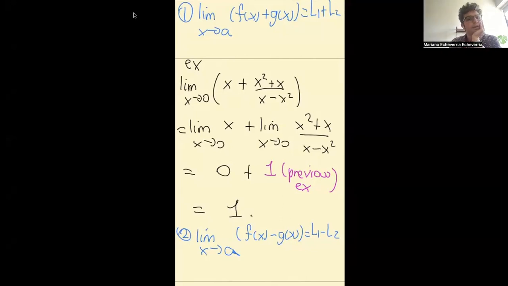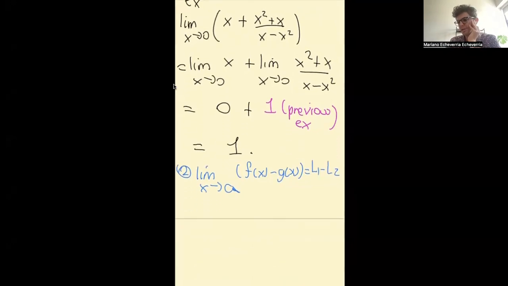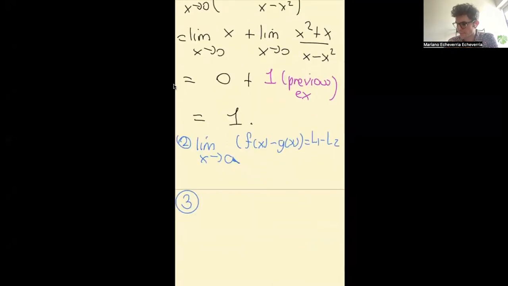Another one that's important is that if you have a constant, then you can pull it out of a limit, where C is a constant.